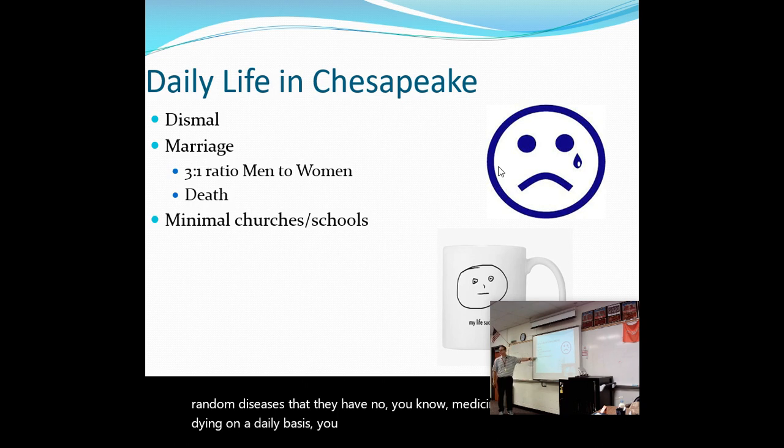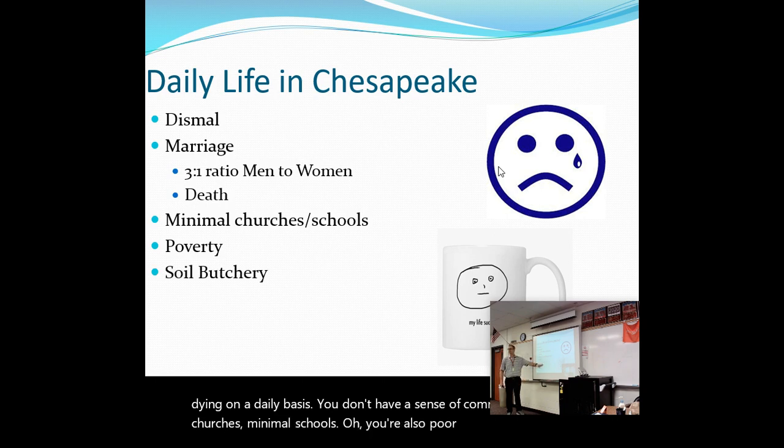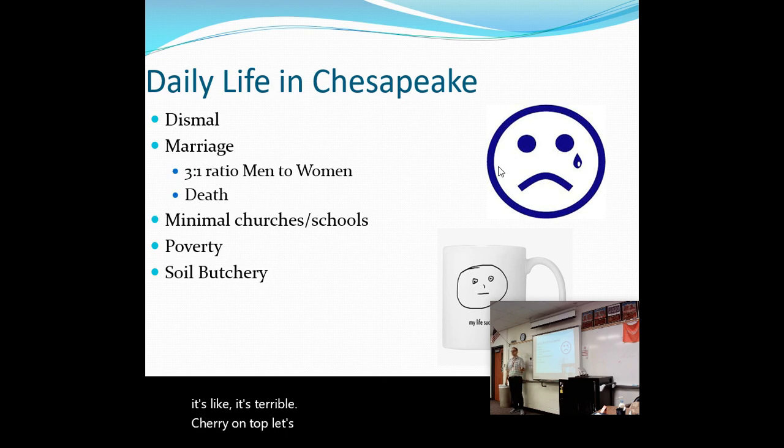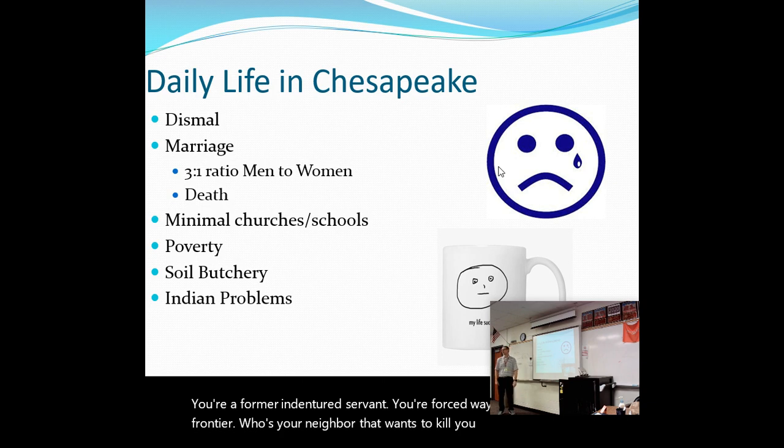You don't have a sense of community. Minimal churches, minimal schools. Oh, you're also poor. The land is terrible. Are you starting to see how life in the Chesapeake, it's like, terrible? Cherry on top, let's say that you're a former indentured servant living in the frontier. Who's your neighbor that doesn't want you there? You're a former indentured servant, you're forced way out into the frontier. Who's your neighbor that wants to kill you? Yeah. Life in the Chesapeake is not pleasant.